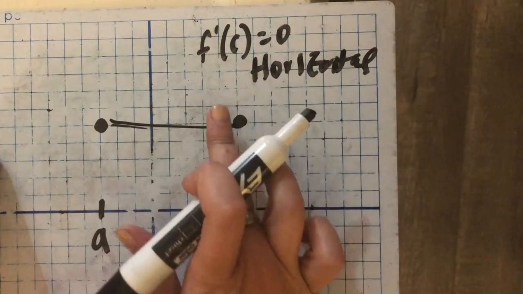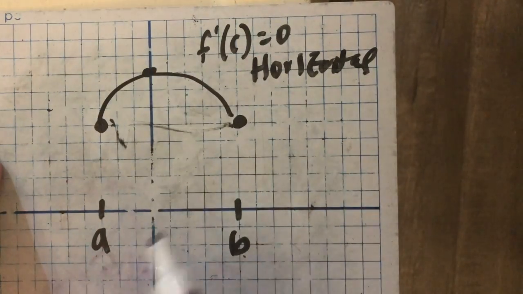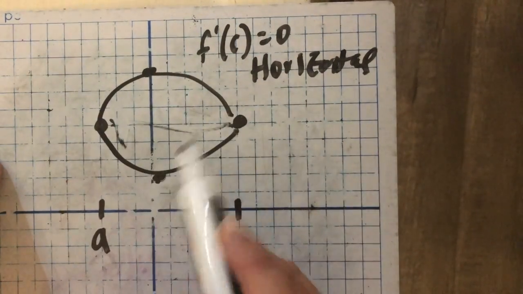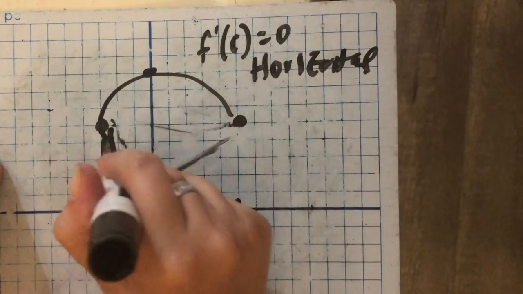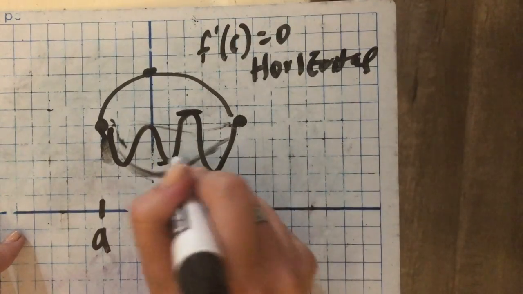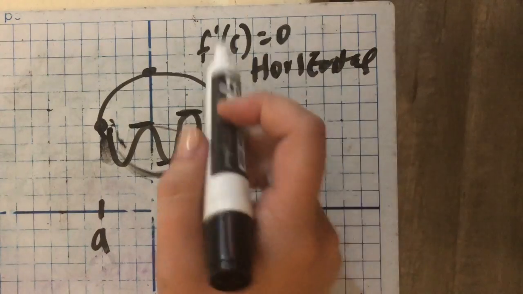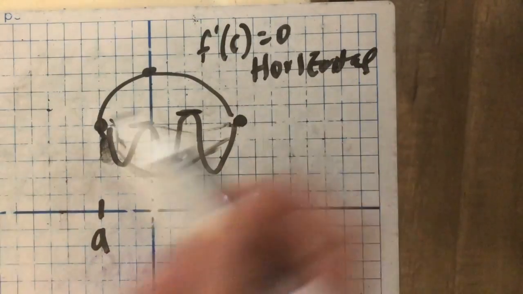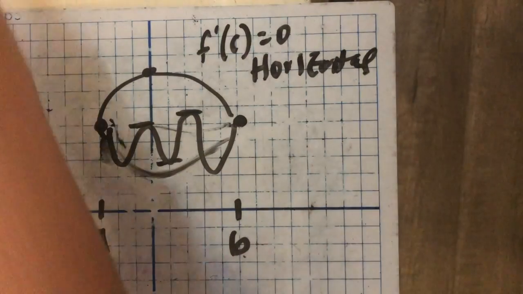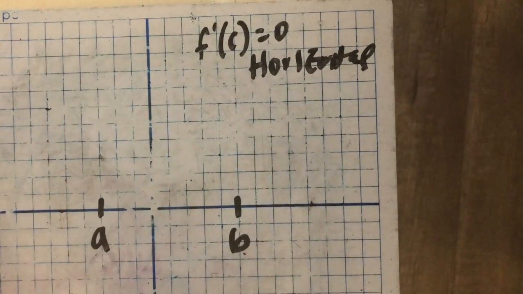That's one option. Or it could go like this, and we would have a maximum. It could go like this, and we would have a minimum. It could swirl around like this and have lots of minimums and maximums. But no matter what, we've got at least one point somewhere in this interval where we have a horizontal tangent line, or where the slope is equal to 0. The derivative is equal to 0. So that's what this theorem states. Now let's see how it looks in terms of a problem.